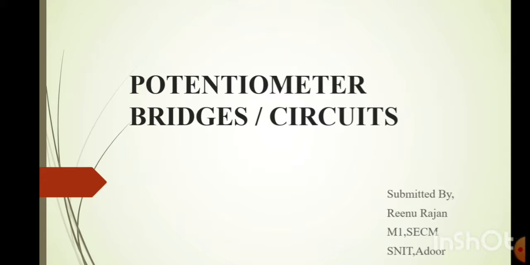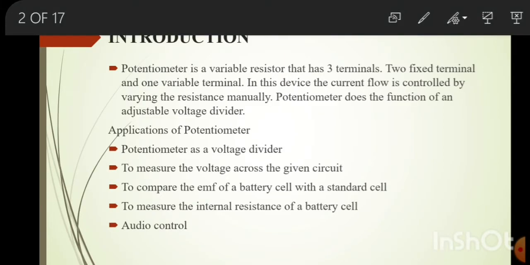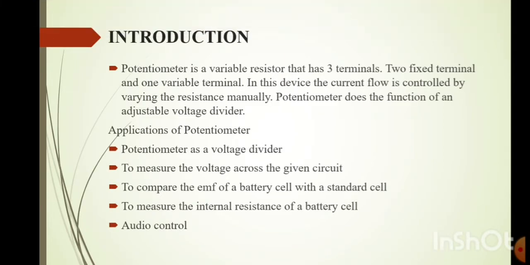Today I am here to discuss the topic potentiometer bridges or circuits. First of all, we should know what a potentiometer is. A potentiometer is a variable resistor that has three terminals, two fixed terminals and one variable terminal. In this device, current flow is controlled by varying the resistance manually. A potentiometer does the function of an adjustable voltage divider.